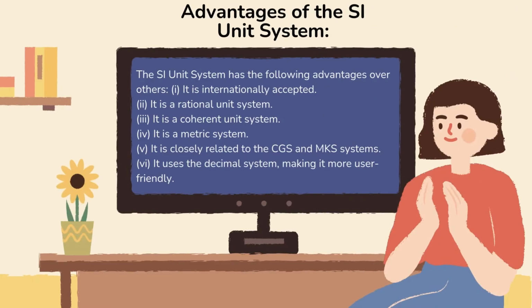Advantages of the SI unit system. The SI unit system has the following advantages over others. 1. It is internationally accepted. 2. It is a rational unit system. 3. It is a coherent unit system. 4. It is a metric system. 5. It is closely related to the CGS and MKS systems. 6. It uses the decimal system, making it more user-friendly.